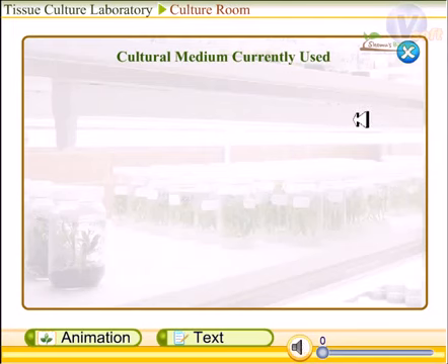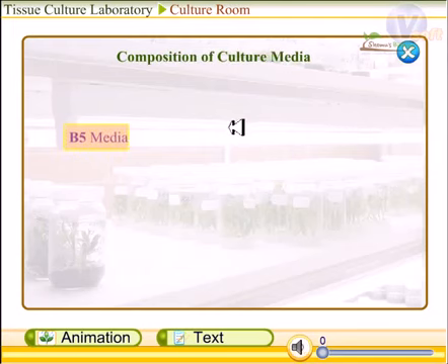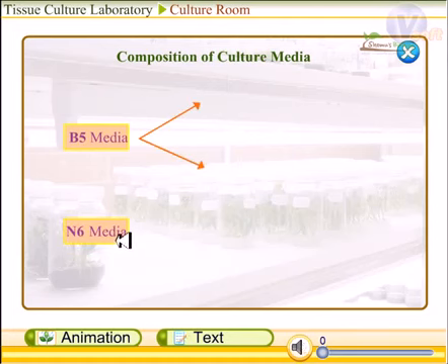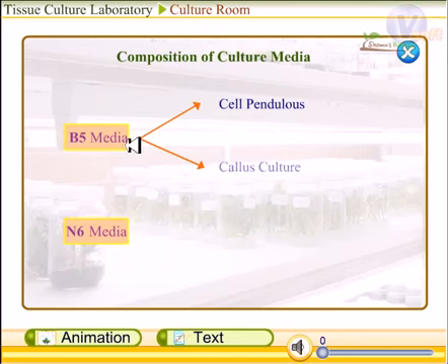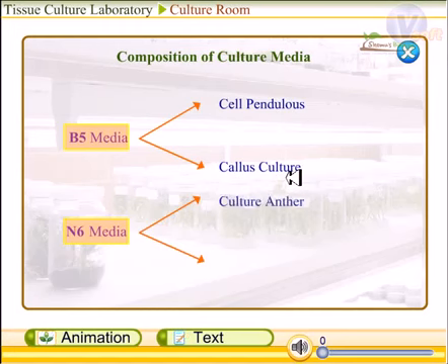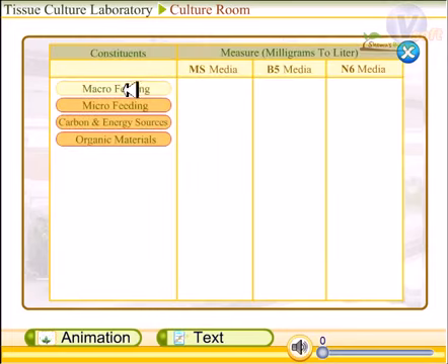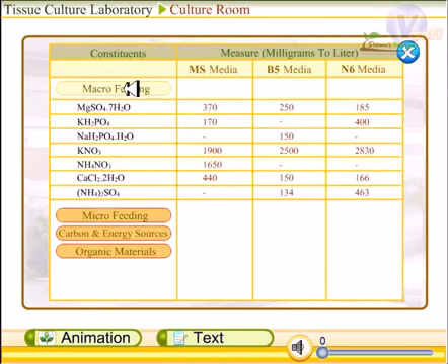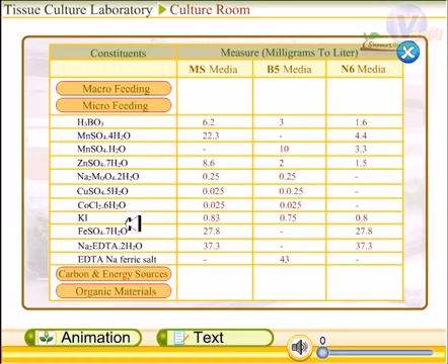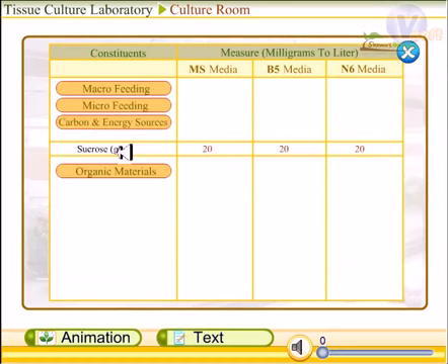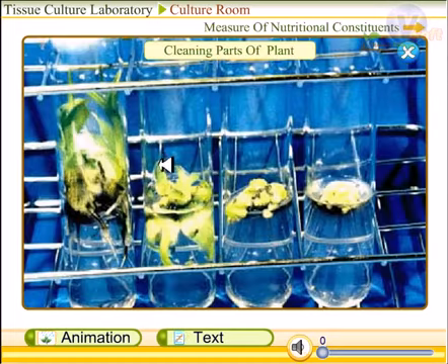Now the culture room is currently used for the development of medium. The development media like B5 media and N6 media can be there. B5 media helps the growth of cells as well as callus culture. On the other hand, N6 media helps in culturing anthers and also the culture of other types of tissue than the cereal plants. Now these are the measurements. In the macro feeding we have all these things. In the micro feeding we have all these types of measurements. The carbon and energy source most of the time is sucrose.